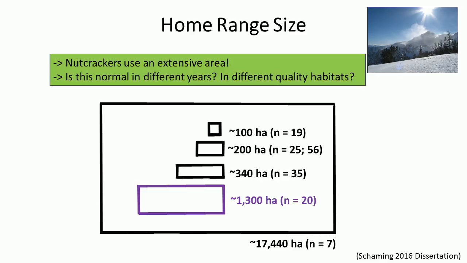So nutcrackers seem to use an extensive area. One of the caveats is that this is just over 1 year and it's only 7 birds, so it's a pretty small sample size. We don't know if this huge area that these 7 birds were using would be different in different years or in different quality habitats.